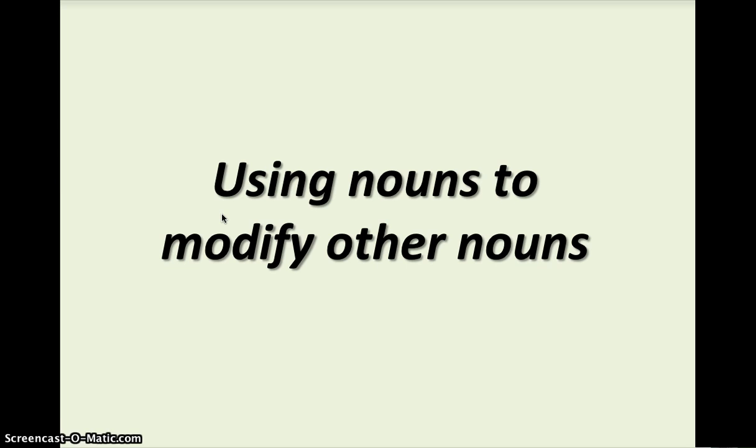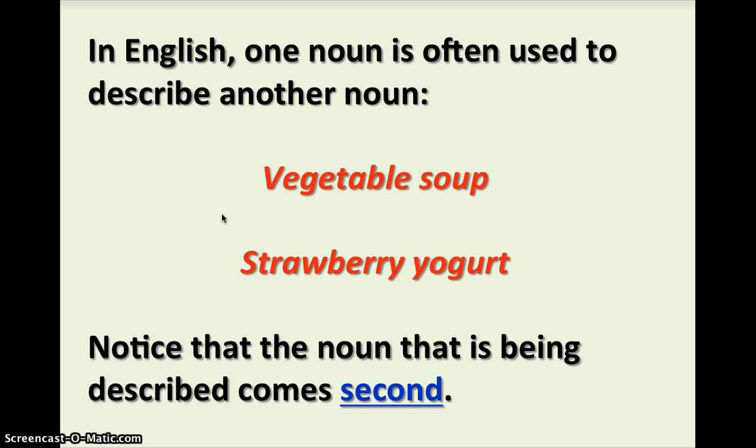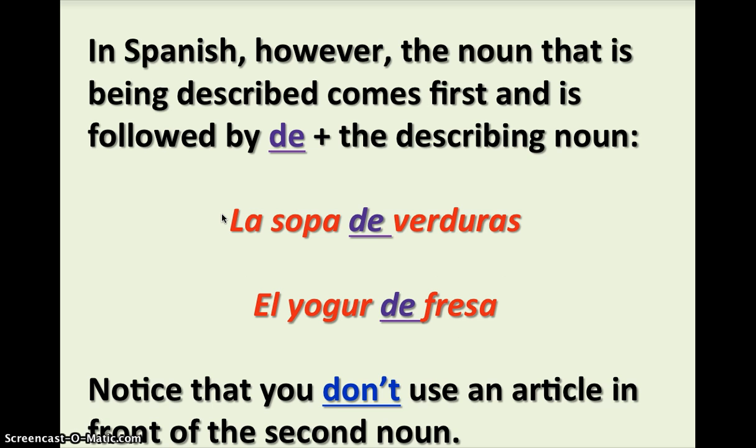Today we're going to talk about how to use a noun to modify another noun in Spanish. In English, one noun is often used to describe another noun. Vegetable soup, strawberry yogurt are two examples of this. In these cases, vegetable describes soup and strawberry describes yogurt. Notice that the noun that is being described comes second.